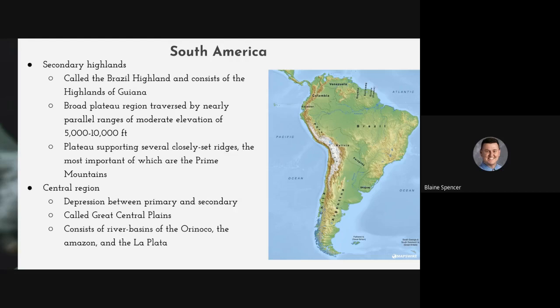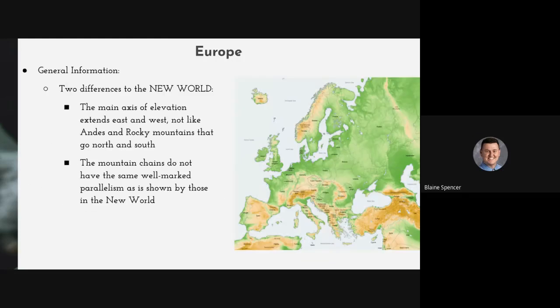Can anyone tell me what the second pair was? Remember, they're right above each other, right below each other. That's right, Avery. Europe and Africa. So we're going to start with Europe.